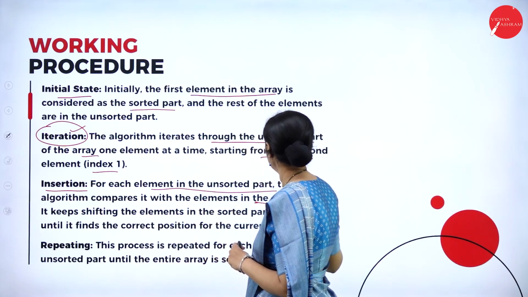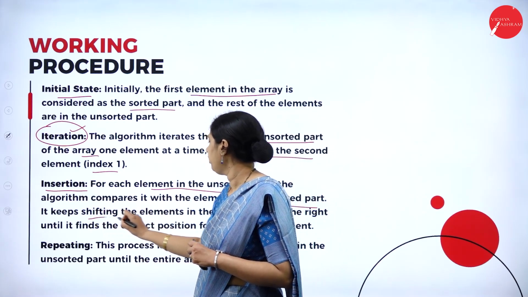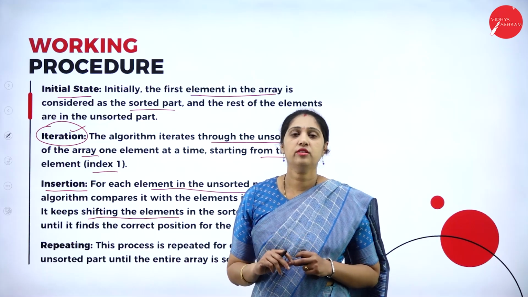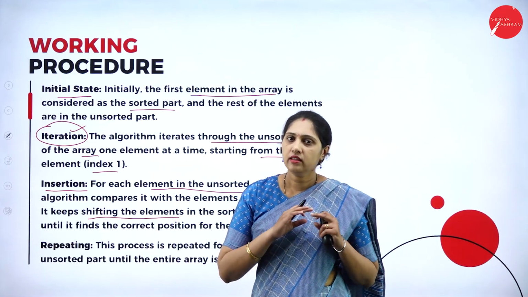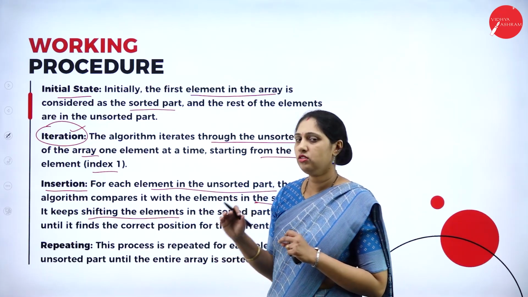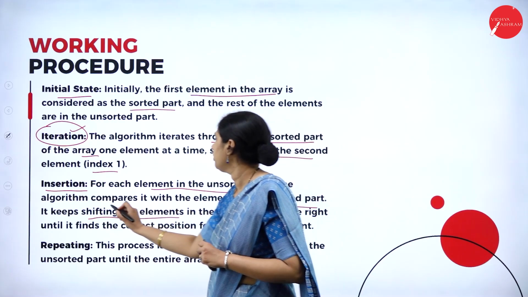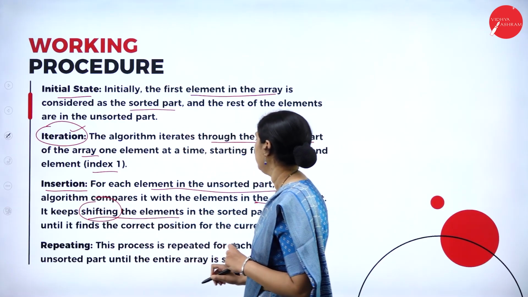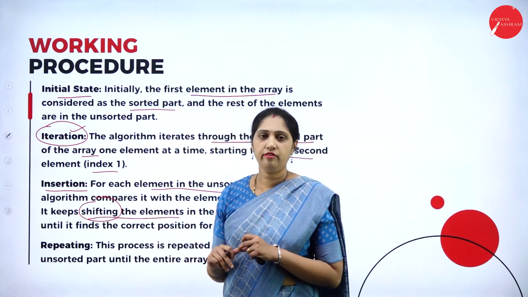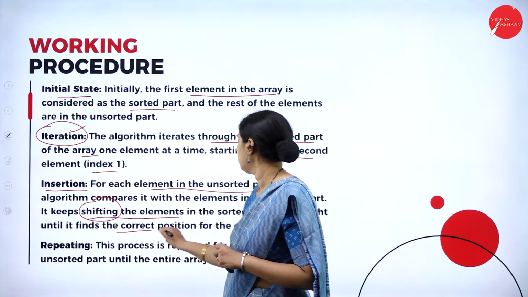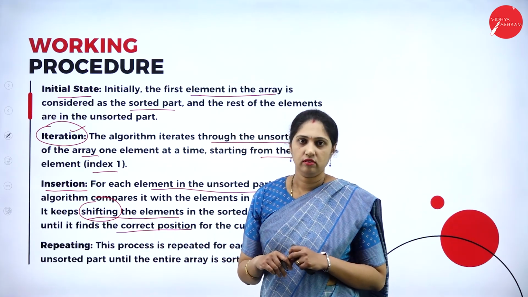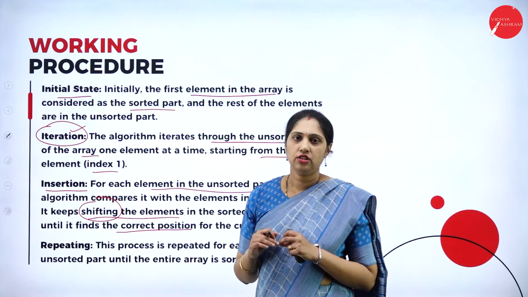Then what will happen is, it keeps shifting the elements. Why is it shifting? To make it in ascending order. To make it sorted, we keep on shifting. Until where do we have to shift? Until it reaches the correct position. So, this is iteration.